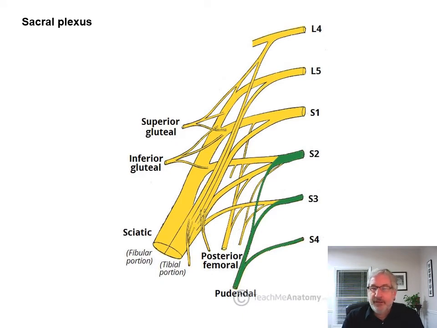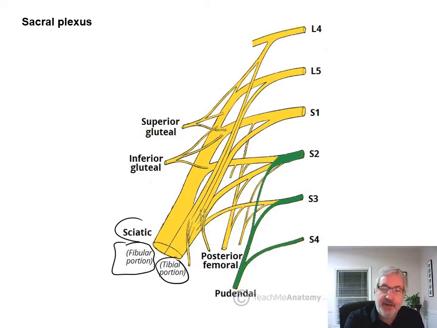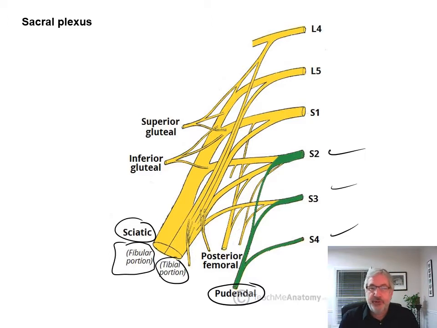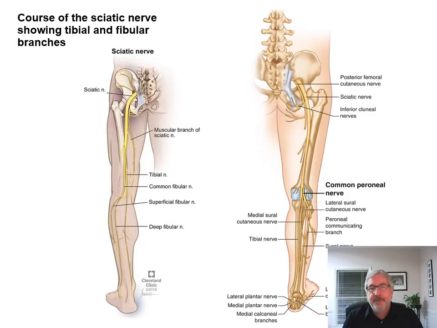So here's the sacral plexus, a diagram of it showing the fibular portion and the tibial portion of the sciatic nerve. And then we have the pudendal nerve down here. So the pudendal nerve comes from S2, 3, and 4, and the sciatic nerve comes from basically all of them, have contributions to it, L4 through S4. Okay, next slide.